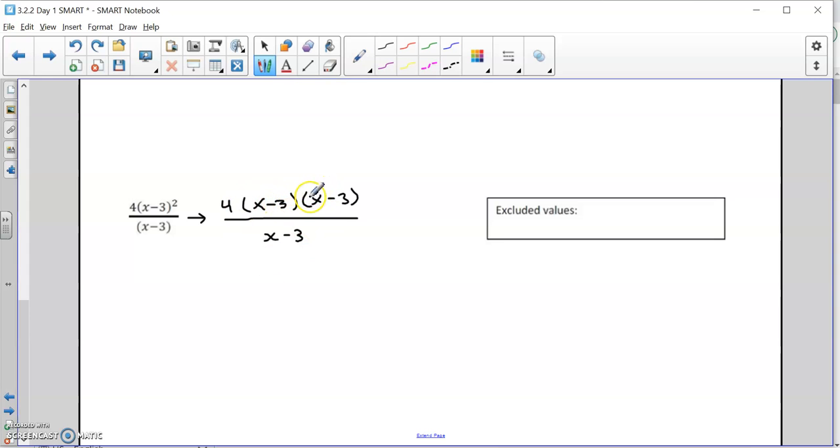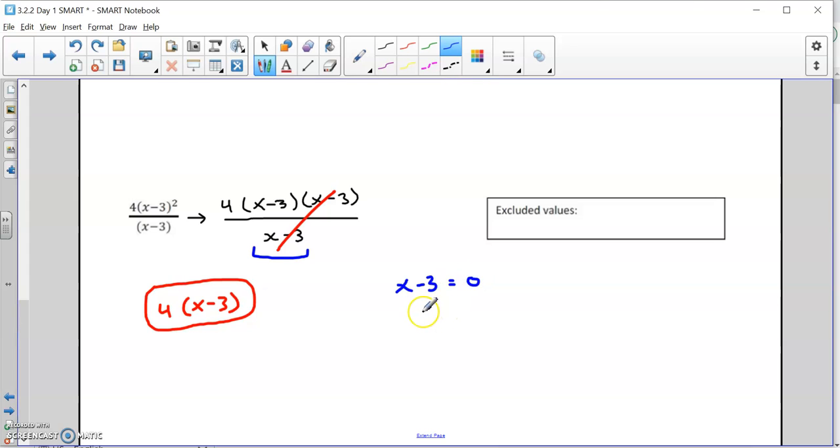So once you rewrite it, you realize, okay, well now I have an x minus 3 on the bottom and I have one I can cancel it with on the top. So these can go away and you end up with just 4 times x minus 3. All right, but for the excluded values, even though we canceled the bottom, we still use it in the excluded values. So x minus 3, we set that equal to 0. Solve it. It's just like solving zero product properties. All right, so we find out that the excluded values here are just 3.